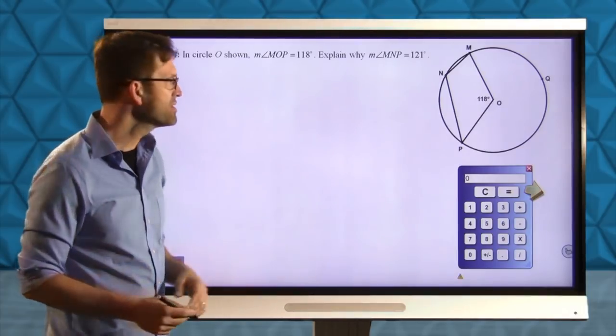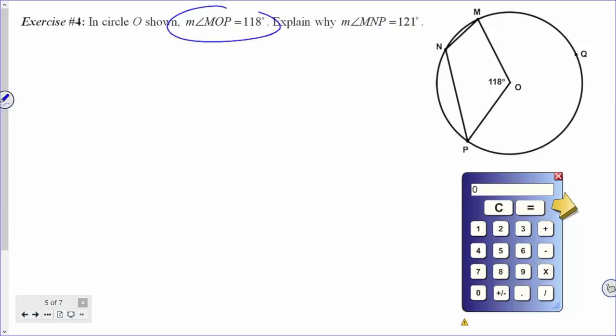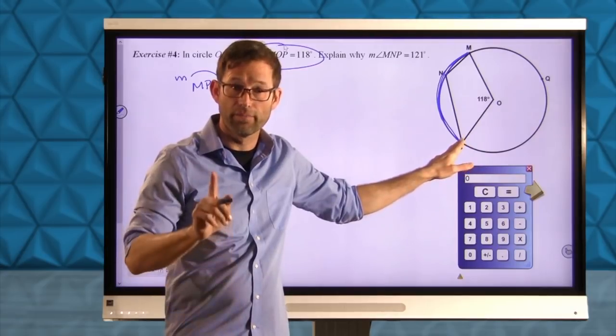All right, well, let's go through it. Based on the fact that the measure of angle MOP is 118 degrees, that means that the measure of arc MP must also be equal to 118 degrees. All right, so this arc MP or MNP, doesn't matter which, that arc also must be 118 degrees by definition because this is a central angle.